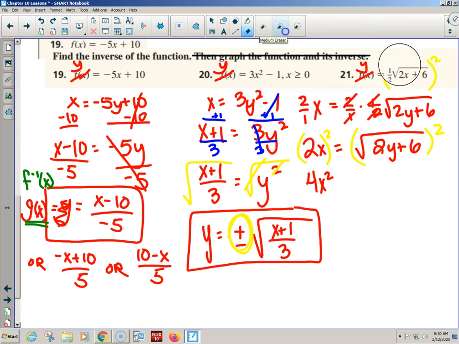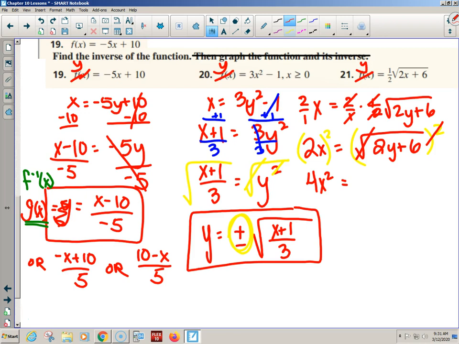Yeah? Okay. What do we got? Did you hear me just say it? 2x times 2x. I have to square both sides, which means multiply it by itself. Did you put your parentheses? 2x times 2x will be 4x squared.